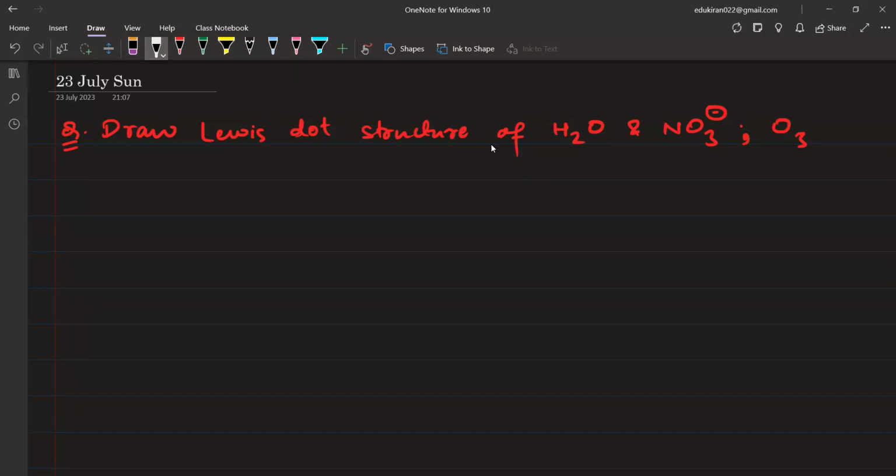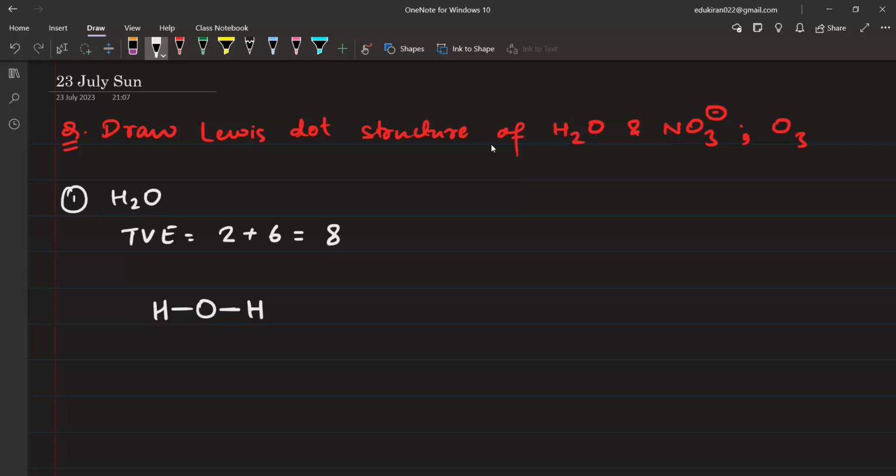So first of all, let us see first one, H2O. H2O is going to have how many valence electron? Total valence electron in H2O will be equal to 2 for hydrogens plus 6 for oxygen. That will be equal to 8. Then out of hydrogen and oxygen, hydrogen cannot be a central atom. That is why oxygen will be central atom. So skeleton will be looking something like this.